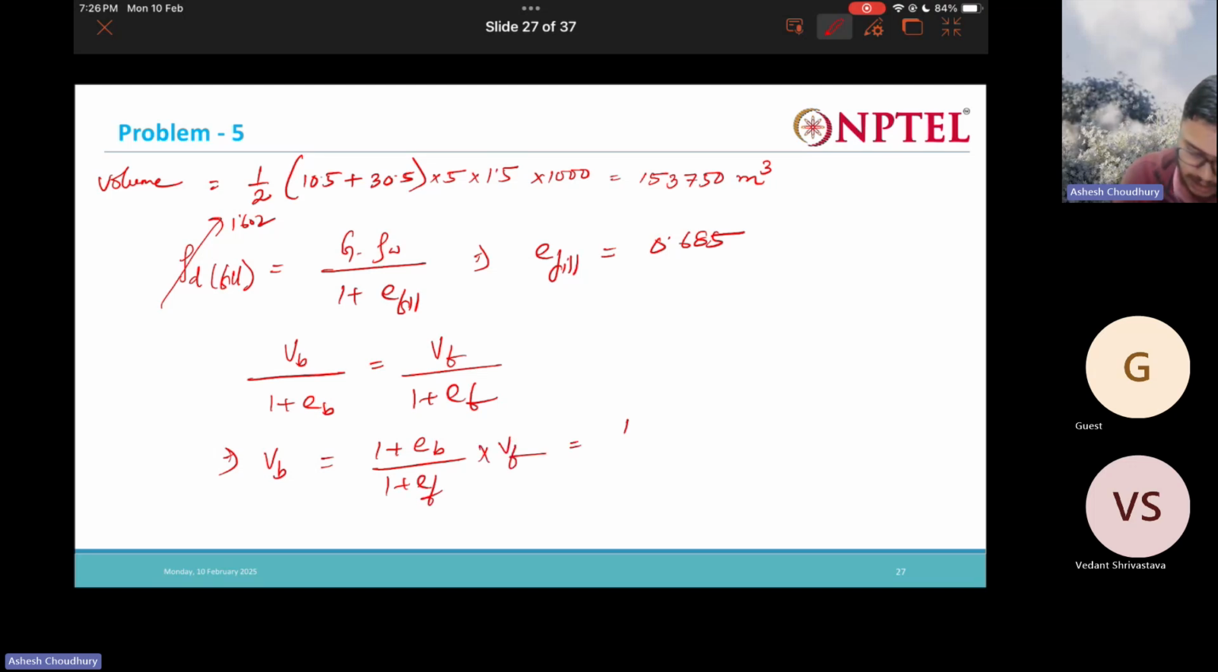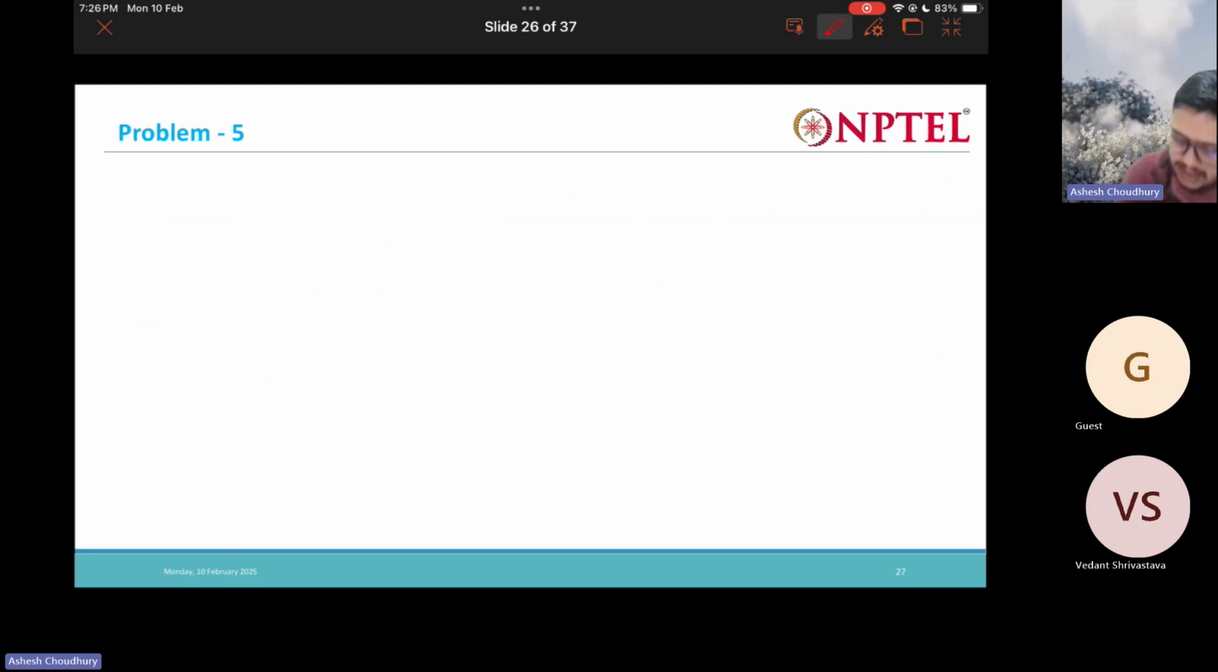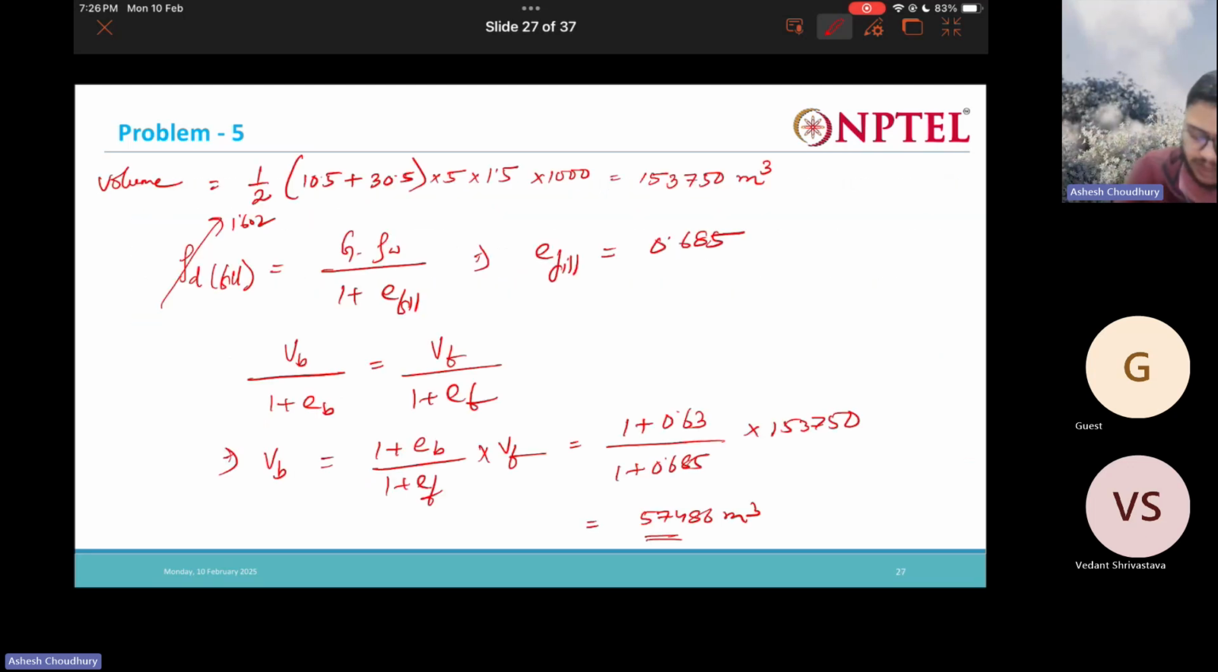So from here I can get (1 plus 0.63) by (1 plus 0.685) into 53750, which is 57486 meter cube. So what are we asked? We are asked to compute the amount of borrow material, right? So what is the volume of borrow material that we need to bring to the site? That is nothing but this 57486 meter cube.